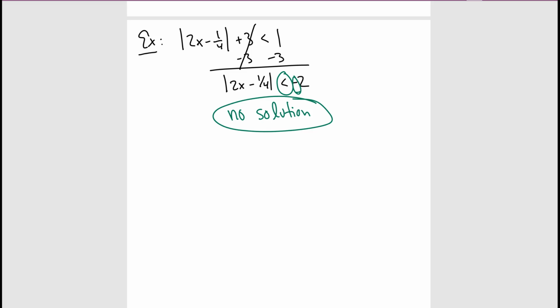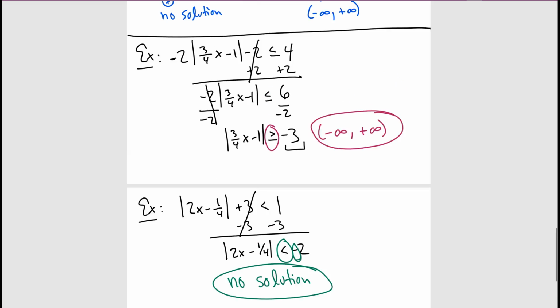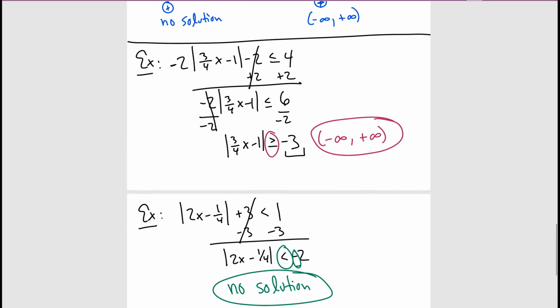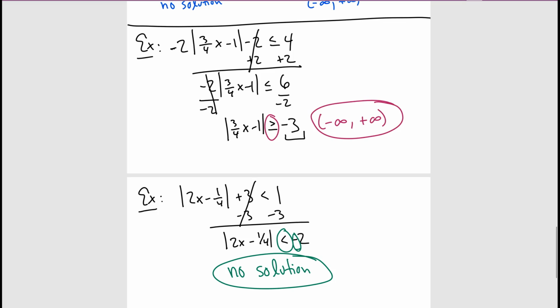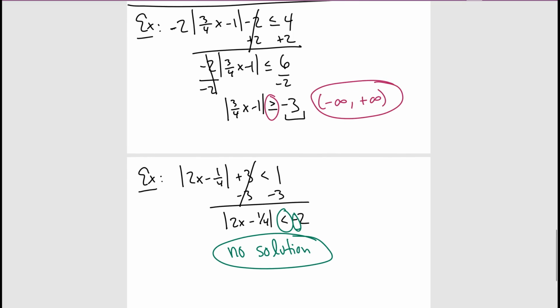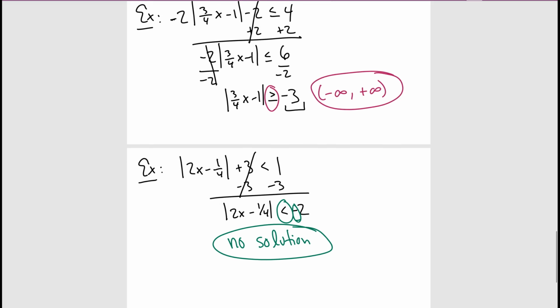So for these two cases, immediately when you see a negative number after the inequality, after you have isolated the absolute value, that's when you can see which case we actually have. Do we have all real solutions or do we have no solution? Okay, and that's it for this module.